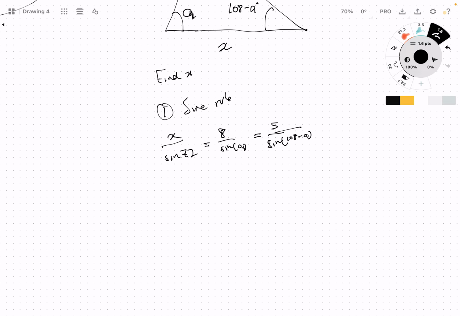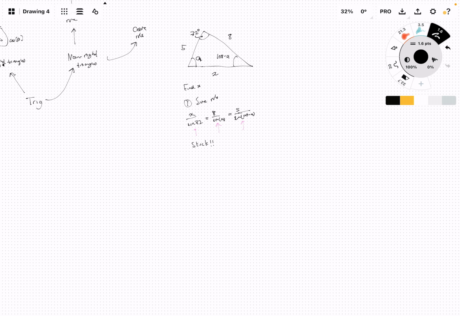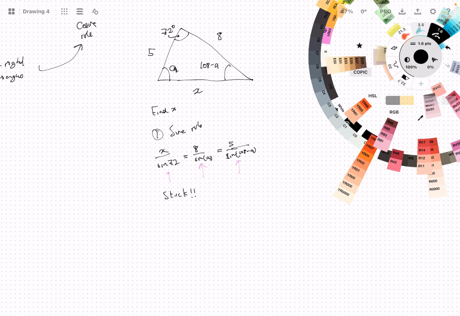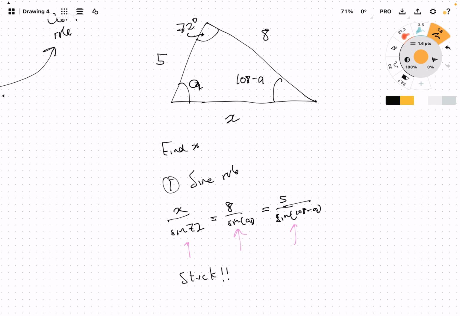Now, none of these equations we can solve. We don't know what this is because x is unknown. We don't know what these are because A is unknown. So we can't solve. We're stuck. That means we can't do this approach. So let's go back to the basics.